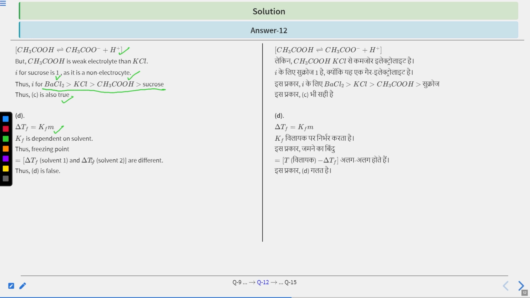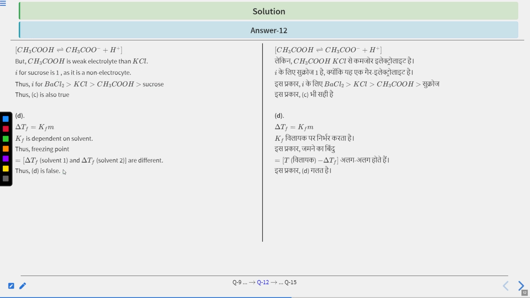The difference of these two, and they both are different. So del Tf will also be different for the two solutions. Thus, option D is false, because in option D it is given that the depression in freezing point is the same, but they are different. Hence, the correct answer is option D, because we have to find the false statement, right?